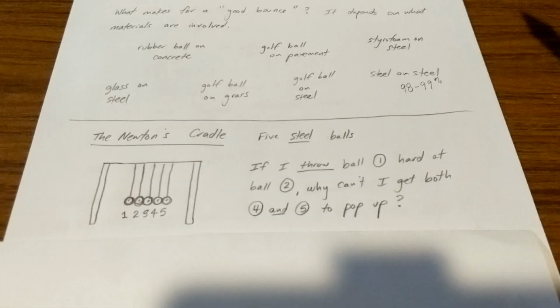I'd like to use that fact that steel on steel is a very elastic bounce to explain something about a toy that you've seen in my classroom or elsewhere. That toy is called a Newton's Cradle. Typically it consists of 5 steel balls on strings, and it looks about like this. Here I've numbered those steel balls 1 through 5, and this is the question that I've asked students at this crossroads many times. If I throw ball number 1 hard toward ball number 2, why is it impossible to have both ball 4 and 5 pop up or jump up on the other side?